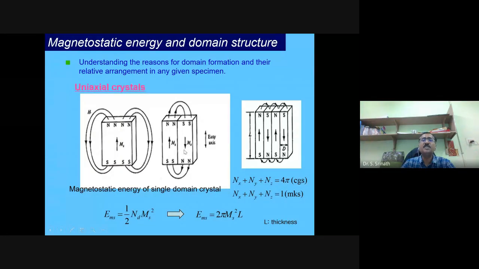This is also true for the second domain. In the second domain also exchange is the same, because the spins are parallel, so it is minimum. And so is EK, the anisotropic energy, and Ms is decreasing. So by breaking into two domains, you can in fact reduce the magnetostatic energy very much.